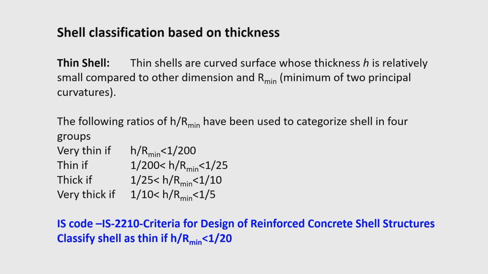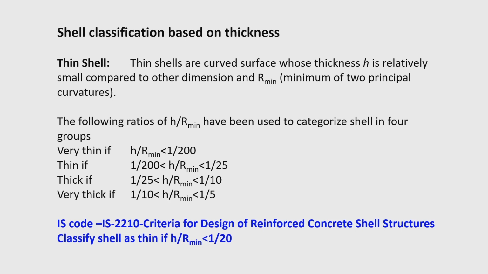and then when h by R minimum lies between 1 by 25 to 1 by 10, we call it a thick shell, and when this ratio h by R minimum is lying between 1 by 10 to 1 by 5, we call it a very thick shell.